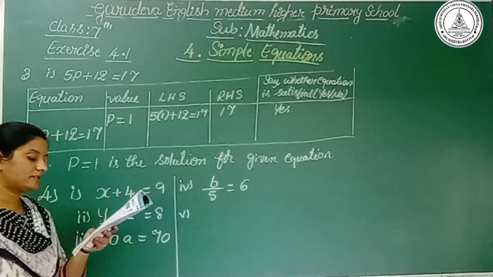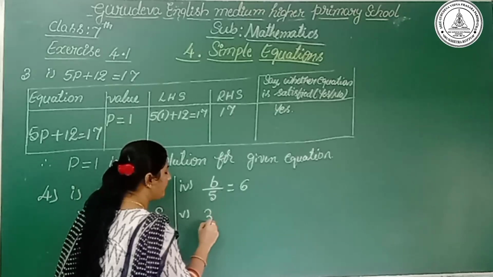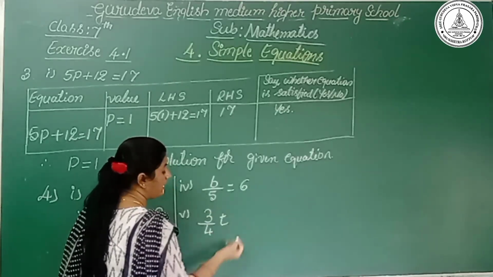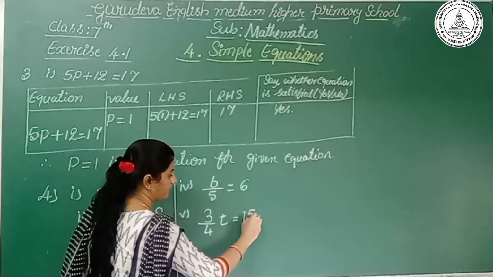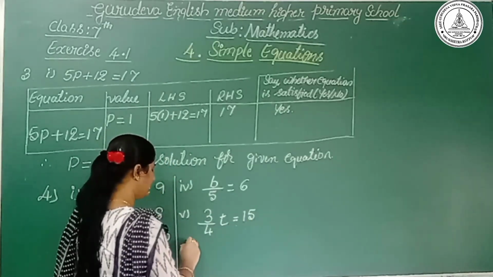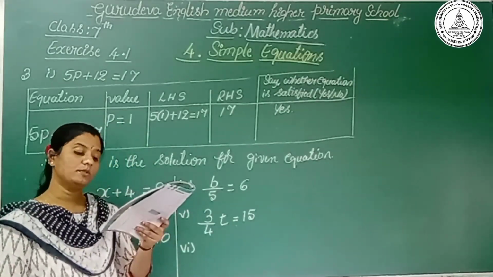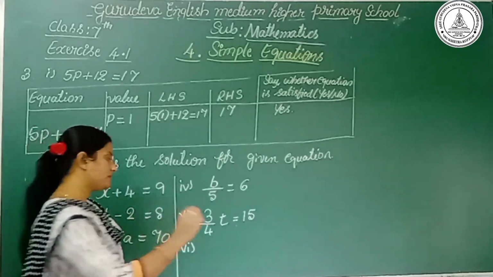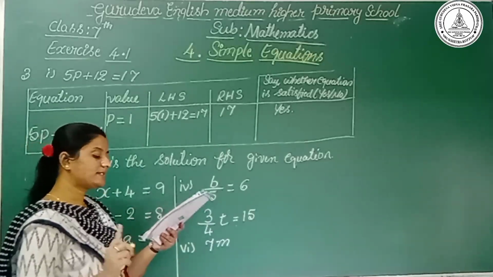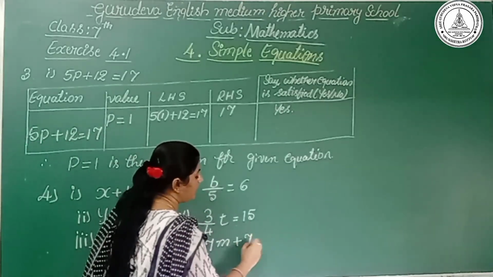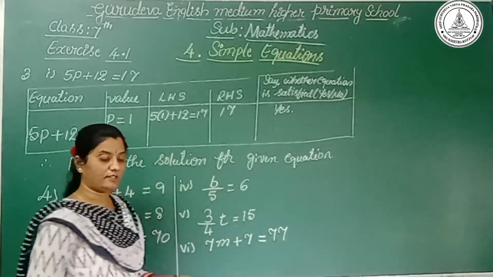Then the fifth one is 3/4 of t is 15. 3/4 means 3 by 4 of t. Of t means it is multiplication, t is 15. Then the sixth one, 7 times m plus 7 gets you 77. 7 times m means 7 into m, and plus 7 gives you 77. Gives you means that is equal to 77.